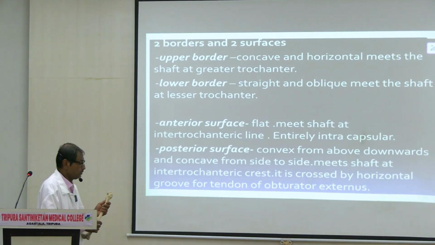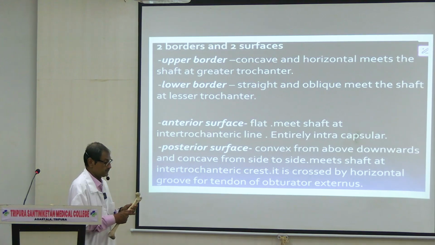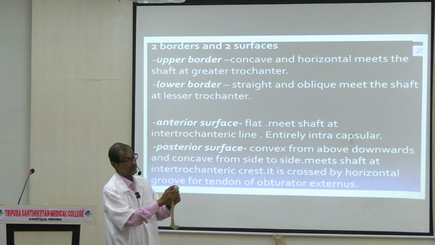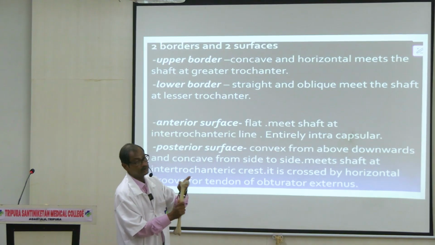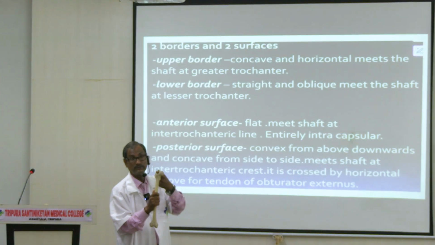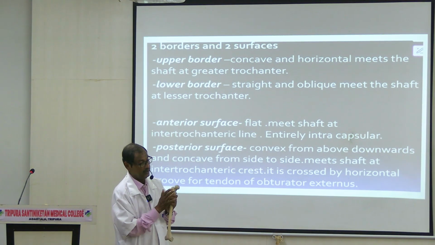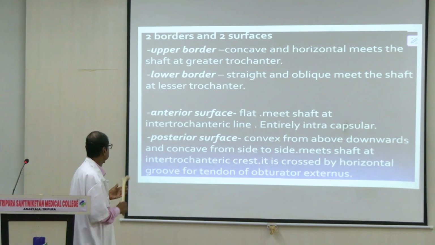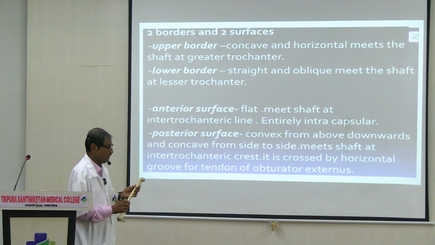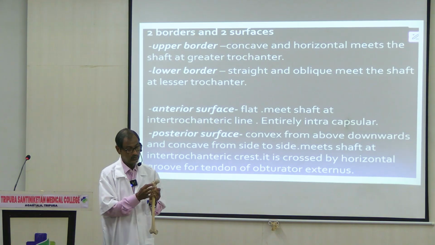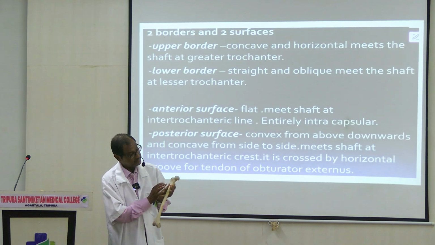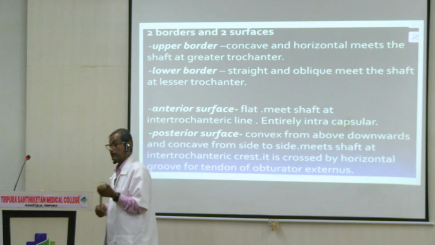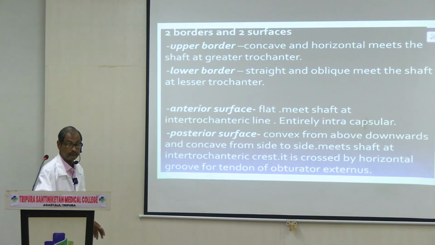So the neck has got two borders. This is the upper border. This is the lower border. You have to know this about the neck. It also has two surfaces, anterior surface and posterior surface. This is the anterior surface of the neck. This is the posterior surface of the neck. The importance I will tell you later, when we go to the clinical part. Next.